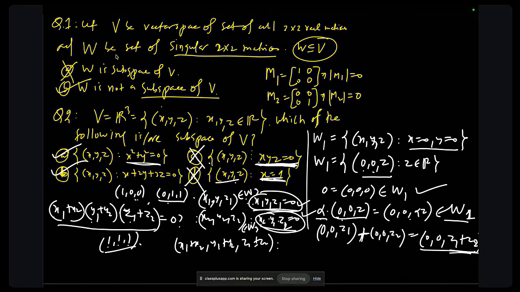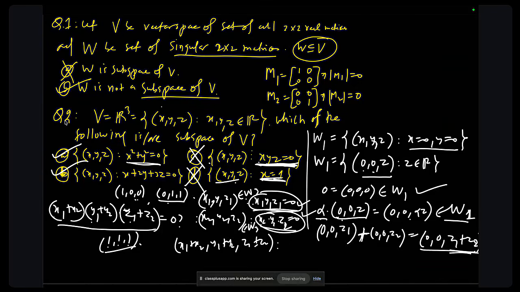To be a subspace, there were 3 conditions. The 0 vector should be there. It is there because the 0 matrix has determinant 0. If you choose any 2 singular matrices, their sum must be a singular matrix. That is the second condition. We have taken M1 and M2, 2 singular matrices of 2 cross 2, but if you add them, their sum will not be singular. So this W is not a subspace. This type of question you may expect in the exam.